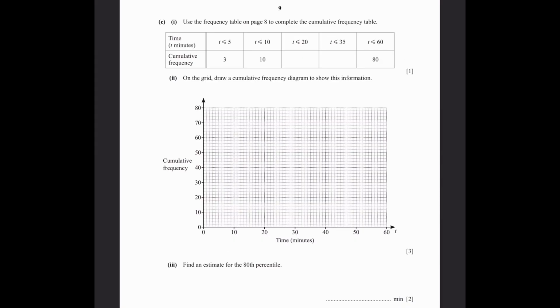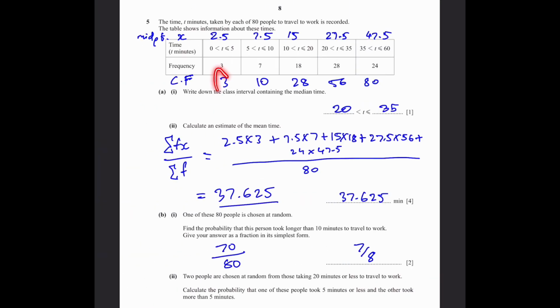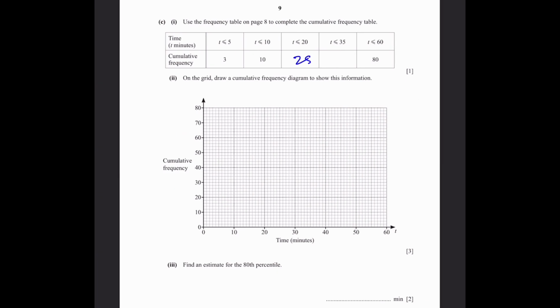Part 1. Use the frequency table on page 8 to complete the cumulative frequency table. Well, we've already done this, right? We can see 3, 10, 28, 56, 80, and we just write this in, 28 and 56. Part 2. On the grid, draw a cumulative frequency diagram to show the information.